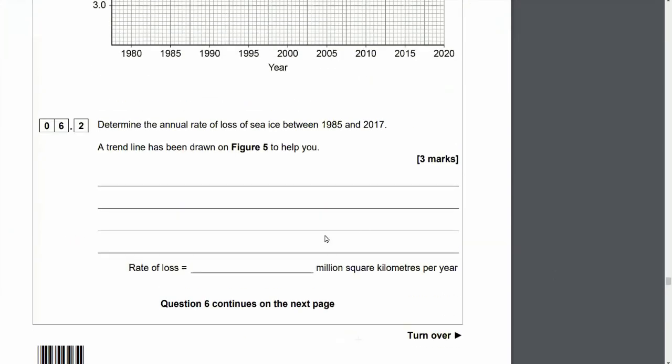So we've got a 3-mark question here, and we're just going to go through this first of all, because I'm then going to go back up to the graph to work it out. So 6.2, determine the annual rate of loss of sea ice. So the ice has been shrinking or being lost between 1985 and 2017. A trend line's been drawn for us on figure 5 to help us. It's 3 marks, rate of loss in millions of square kilometers per year.